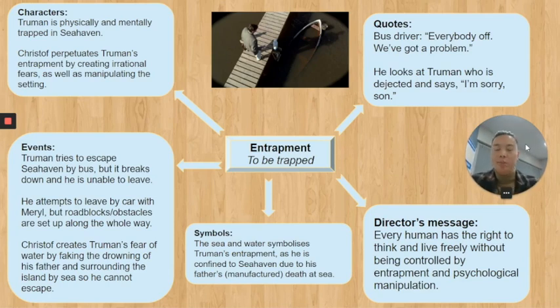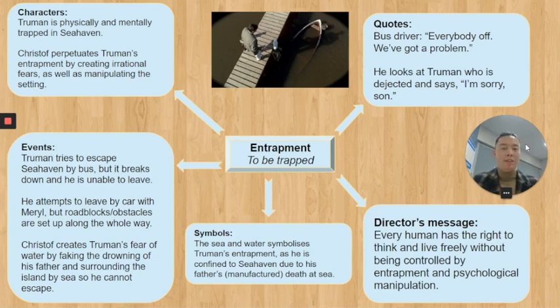So let's start on the top left-hand corner of this mind map. So I've started off with characters. Now, we know Truman very much reflects the theme of entrapment because he's physically and mentally trapped in Sea Haven. Christoph is another character that does the trapping. He's the one that keeps Truman trapped in Sea Haven by creating a number of irrational fears, as well as manipulating the setting. So one of the fears that Truman has that's created by Christoph is the fear of water.